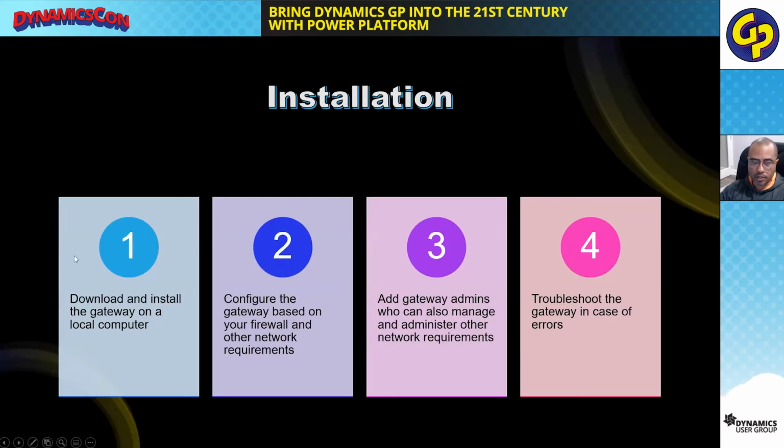There are some procedures for installing the gateway. First and foremost, you're going to download it. Then you're going to configure it. You're going to add some administrative groups through the folks that manage your network. And then you're going to troubleshoot any particular issue with that gateway. That's basically the procedure, and we'll demonstrate how that is done. So don't get too hung up on the slides right now.